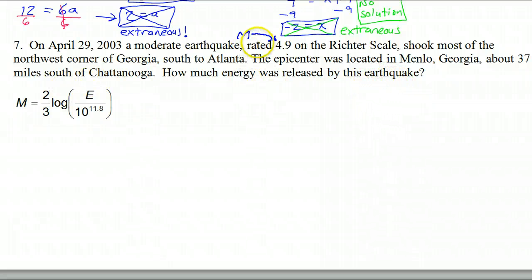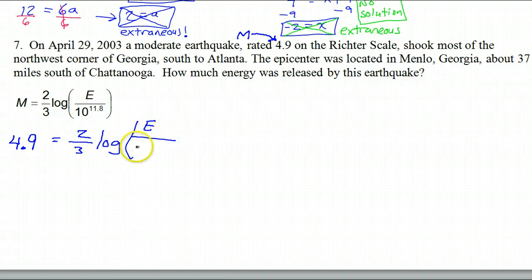Okay, so they gave us the 4.9. That's the M. So that means what we have here is 4.9 is equal to 2/3 log of E over 10 to the 11.8. Okay, so we have to solve this. How much energy? Energy is E, so that's what we're solving for.